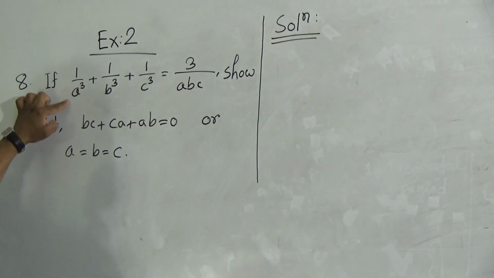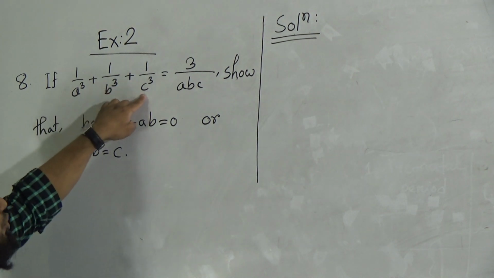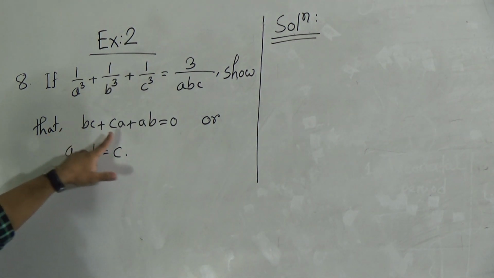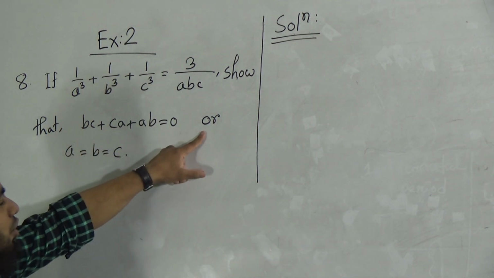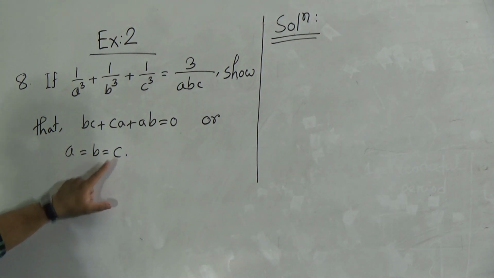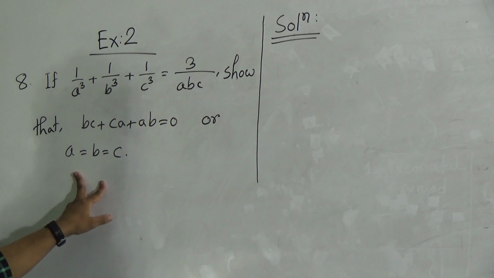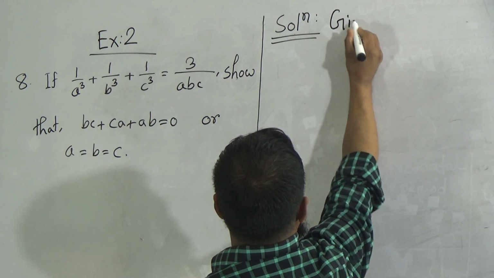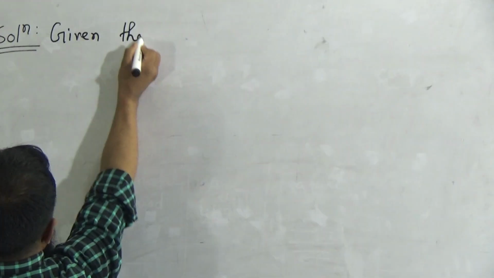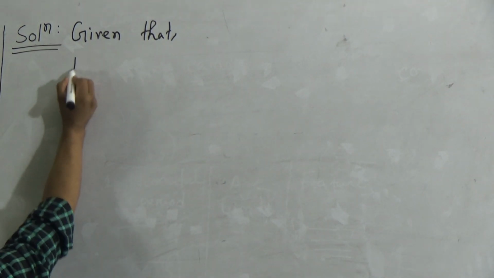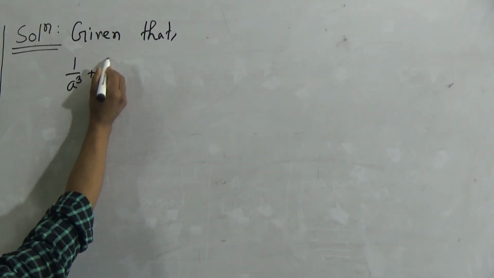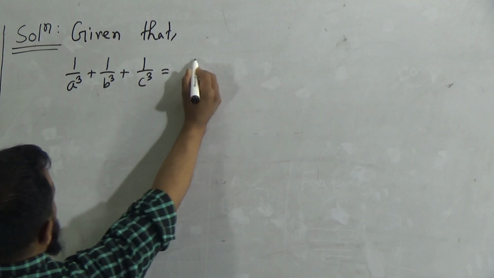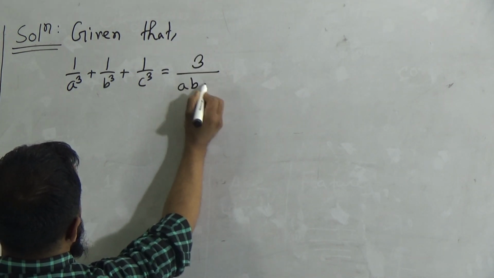Okay, if 1 by a cube plus 1 by b cube plus 1 by c cube is equal to 3 divided by abc, show that bc plus ca plus ab equals 0, or a equals b equals c. We need to prove this one or this one. Okay, so let's start. It's given that 1 divided by a cube plus 1 divided by b cube plus 1 divided by c cube is equal to 3 divided by abc.